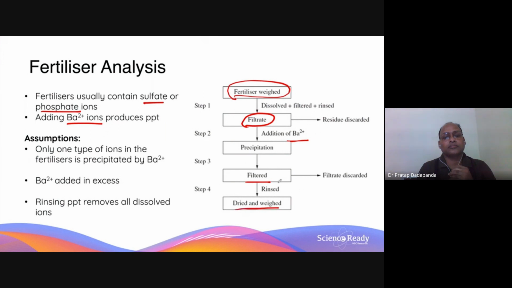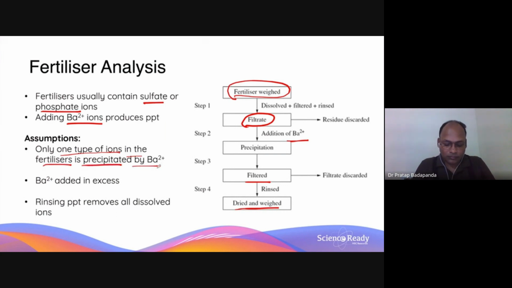Before we continue to discuss how the mass of the precipitate is used to calculate the amount of sulfate or phosphate ions, it is important to note a few major assumptions we have made throughout the analysis. Since sulfate and phosphate ions can both be present in a sample of fertilizer, this method only works if the fertilizer contains only one of these ions. Thus, we are assuming only one type of ion in the fertilizer, either the sulfate or phosphate, is precipitated by adding barium ions.